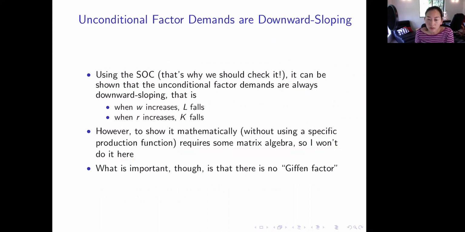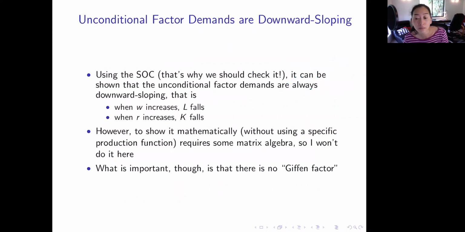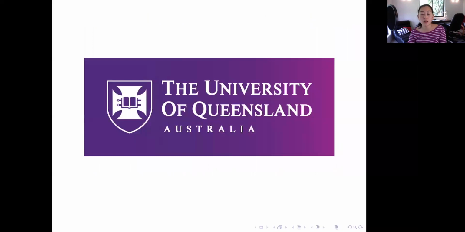And what is important though is that those inputs or the factors of production, K and L, that we are talking about here, it cannot be a given input or a given factor. And we will be explaining that in detail in the next section.